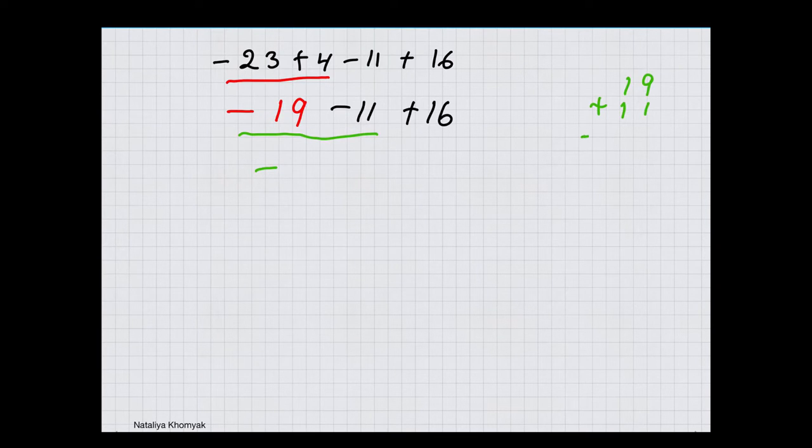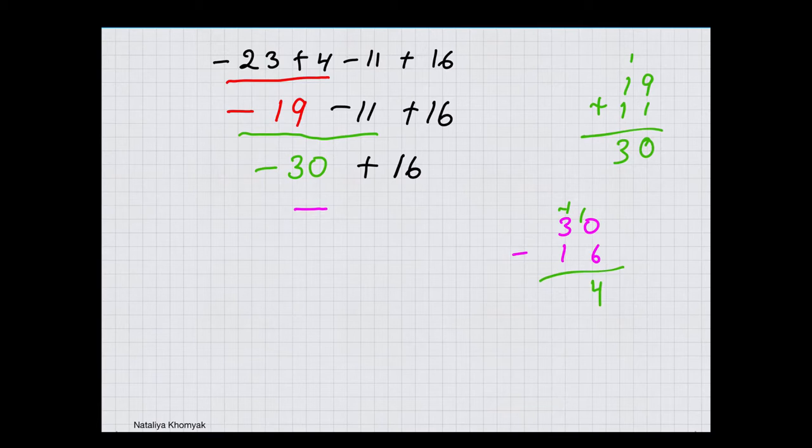19 plus 11: 9 plus 1 is 10, write 0, carry the 1, 3. So we have -30 plus 16. Different signs, we will calculate the difference. We have more negatives, so the difference will be negative. 30 minus 16, we want to borrow 1. 6 from 10, we have 4. 3 minus 1 is 2, minus 1 again, 1. So the answer is -14.